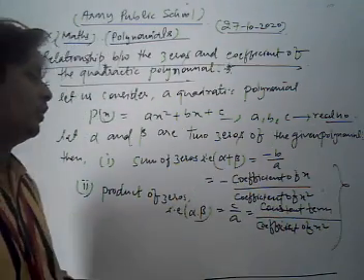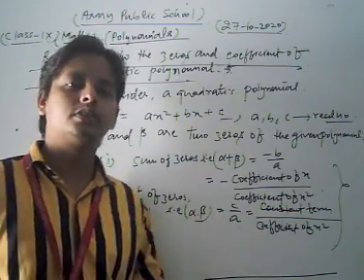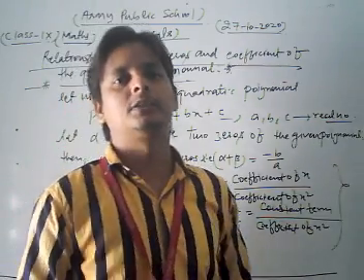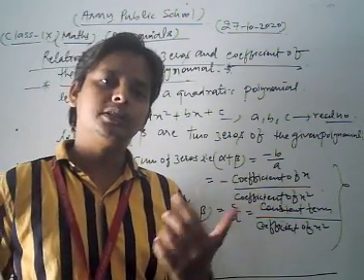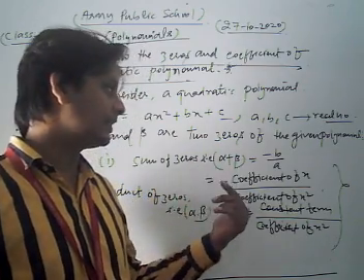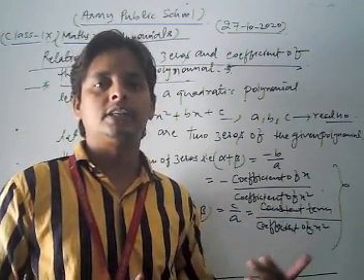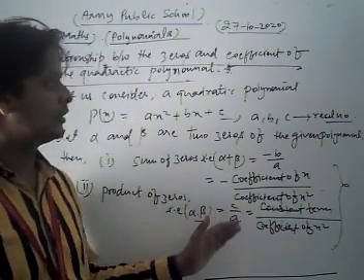This is a very important relationship between the zeros and the coefficients of the quadratic polynomial. Sum of zeros is minus b by a, and the product of zeros is c by a. What is the constant term? It is that term which is independent of the variable x, like minus 4, 5, 6, 7, etc. So this is the very important relationship.